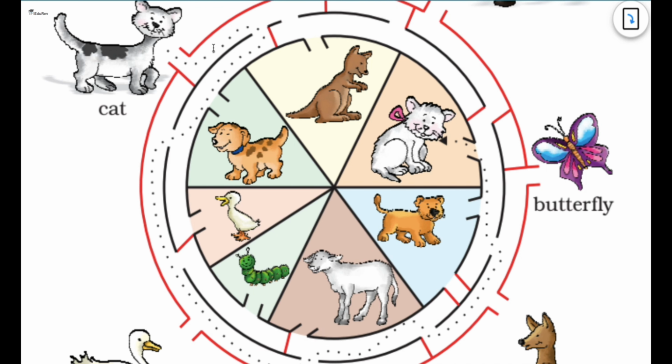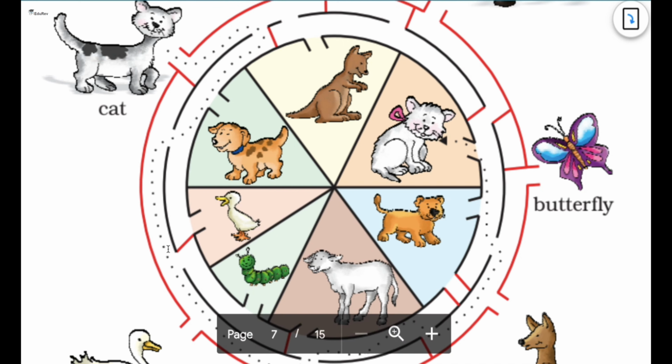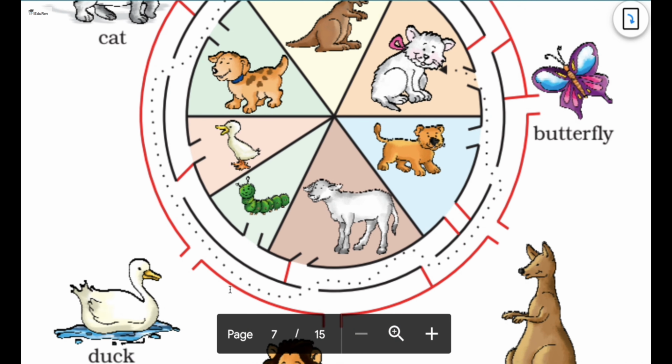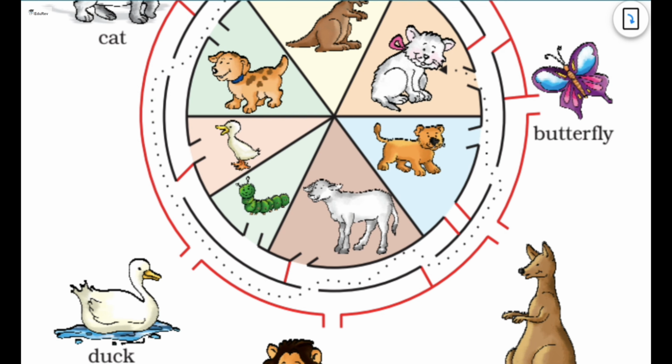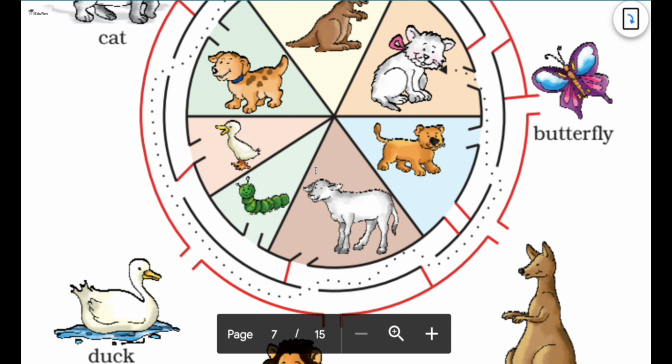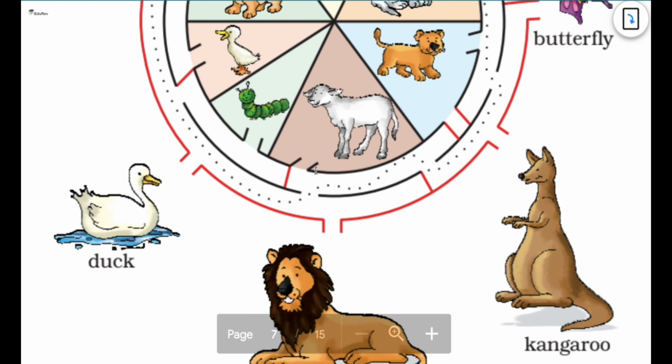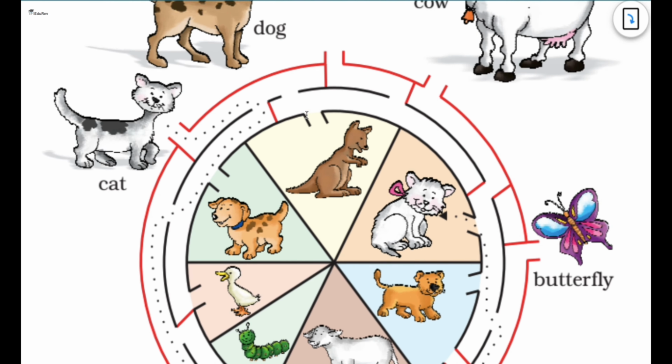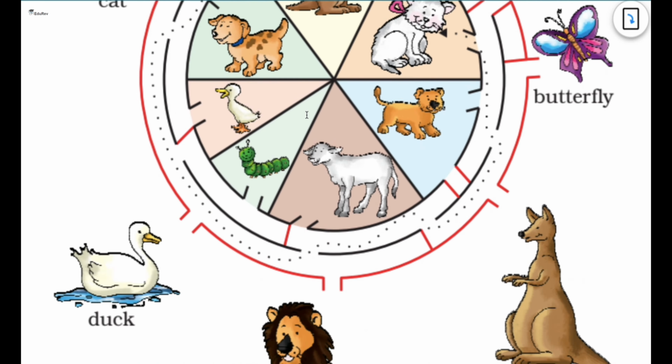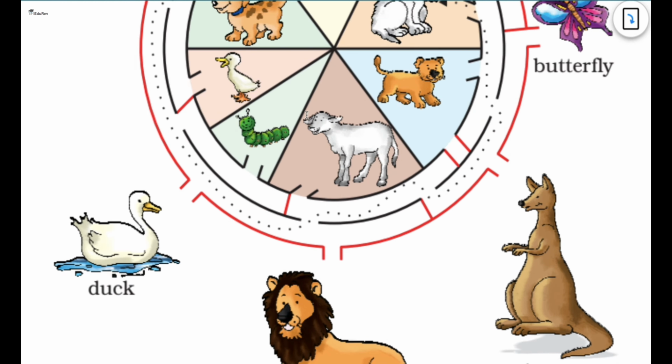Like for example, the cat is going to go like this and then this dotted part. You need to follow this path, and when you're following this path, you can see the path which the cat will actually take to get to her baby. And similarly, you need to draw paths for duck, for lion, for kangaroo, for butterfly, for cow, and for dog as well. And this is what you're gonna do.